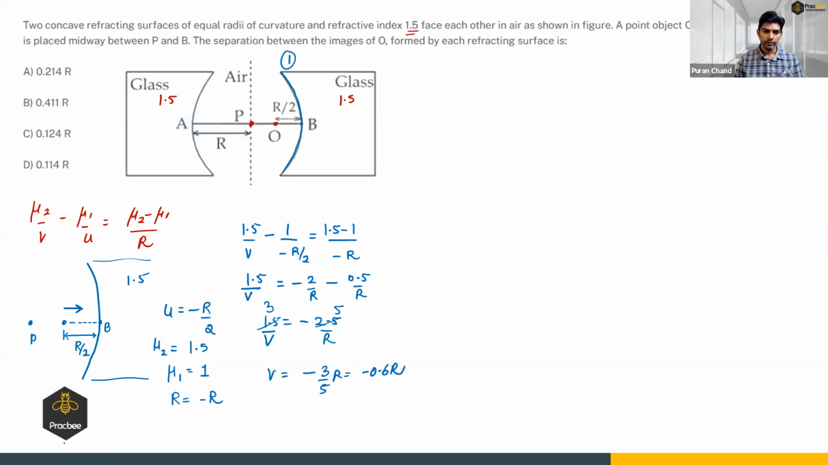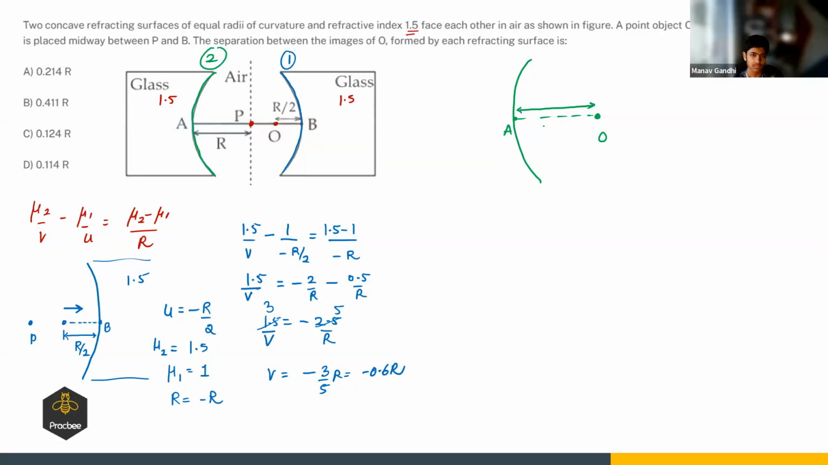Okay. Now let us see the left interface, the second one. This is the object. The distance of the object from the center of this interface. What is this distance? What is AO? Minus 3 by 2 R, right? This is R, so here it is 3 by 2 R.